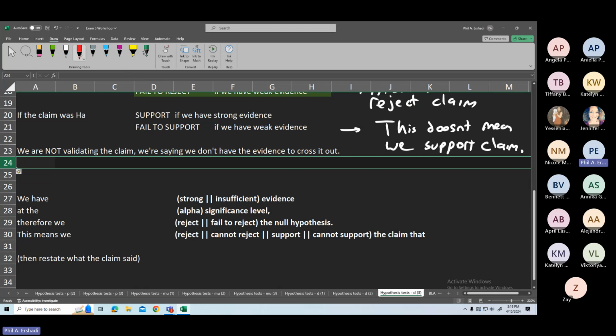So in conclusion, we have weak evidence at the 0.01 significance level. We can't reject the null hypothesis, and that means we also cannot reject the claim. And the claim was there is no difference in time. All right, that's all I have for today.